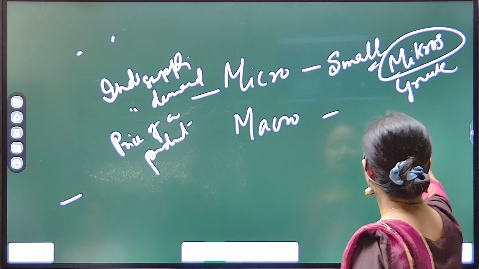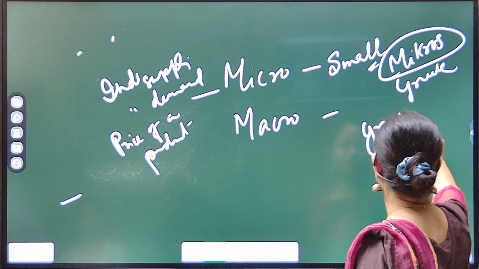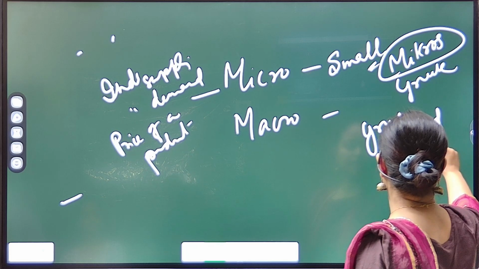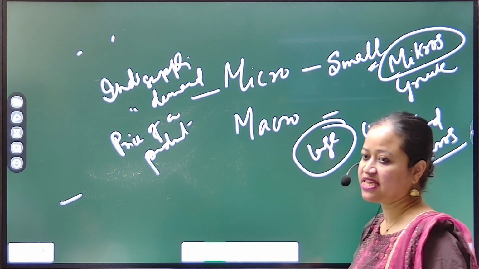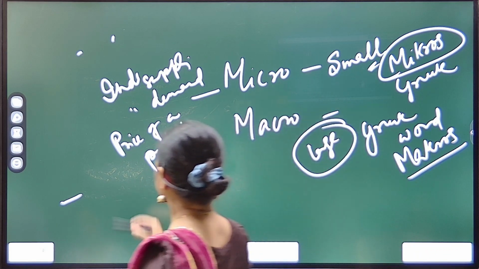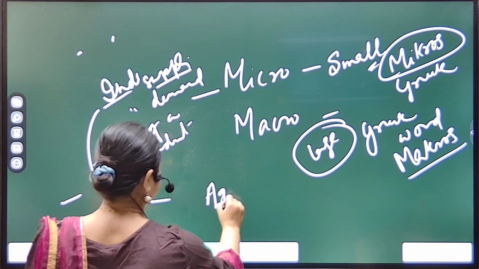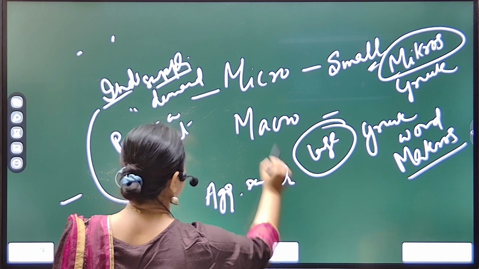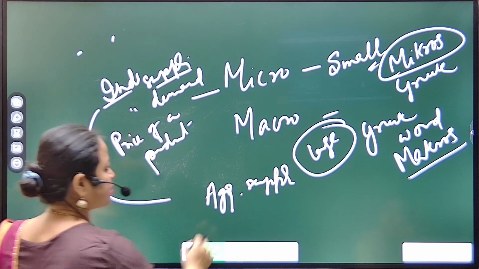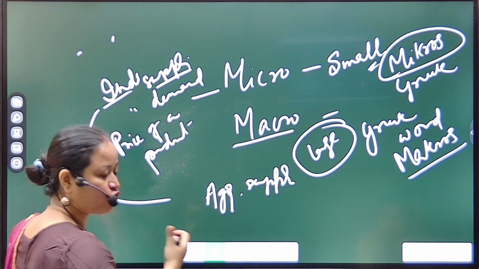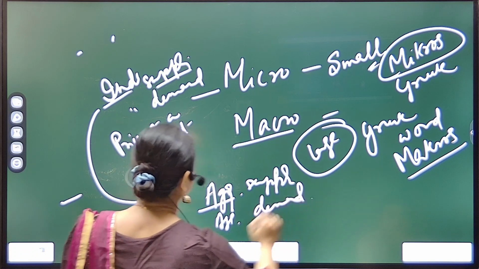So here, again, this is derived from the Greek word makros, M-A-K-R-O-S, which means large. So here, the example will be: instead of individual supply, it will be aggregate supply. Whenever we are talking about micro, the example is individual supply. Whenever we are talking about macro, we are studying overall. That means aggregate supply, aggregate demand, right?